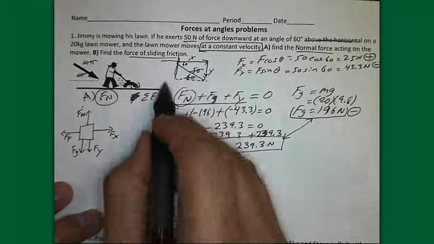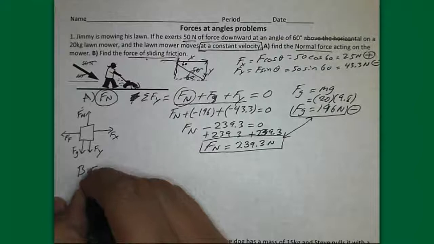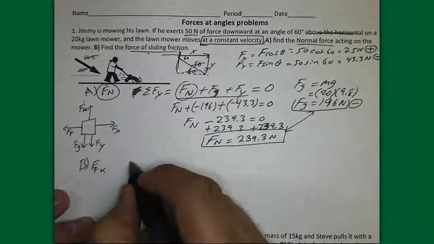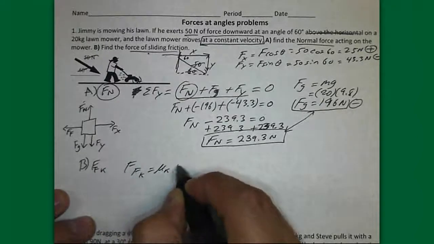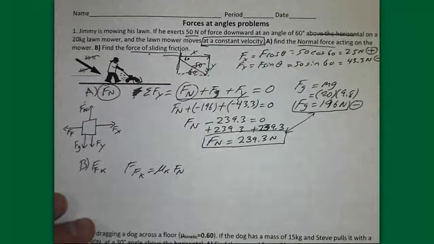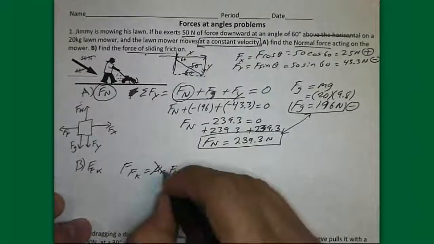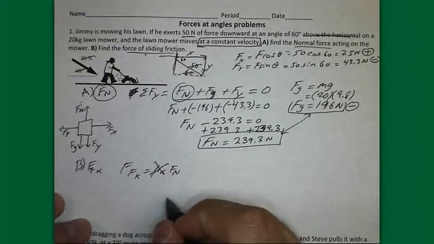The next one asks us to find the force of sliding friction. So that's the force of kinetic friction, in other words. And you might think, okay, well, we need to use the friction equation to find the force of friction, right? Well, it's a good idea. Unfortunately, it doesn't work because we don't have the coefficient of friction. They didn't give it to us.